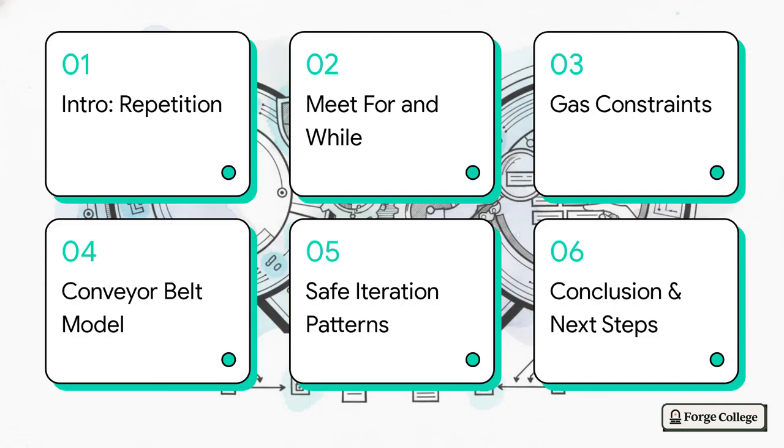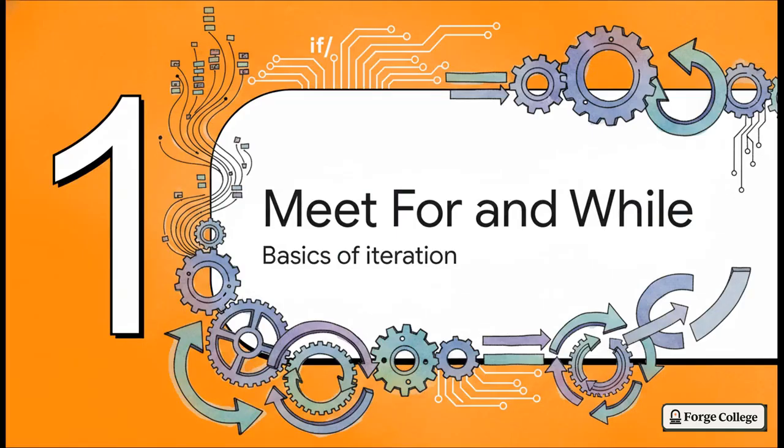To get a handle on this, here's our roadmap for today's explainer. 1. Intro to the repetition problem. 2. Meet for and while. 3. The blockchain gas constraint. 4. The conveyor belt model. 5. Safe iteration patterns. And 6. Conclusion and next steps. Let's kick things off with Section 1.